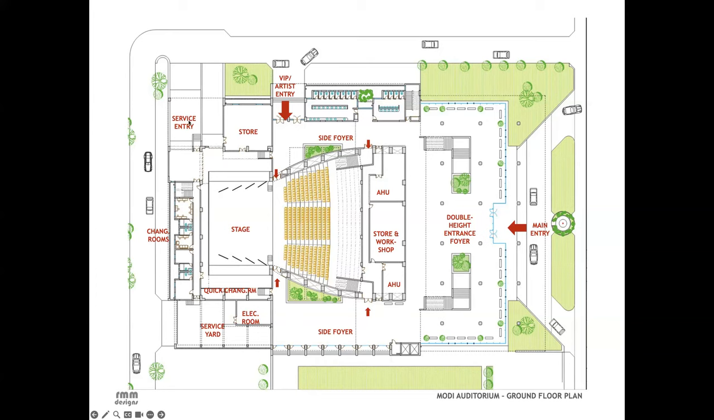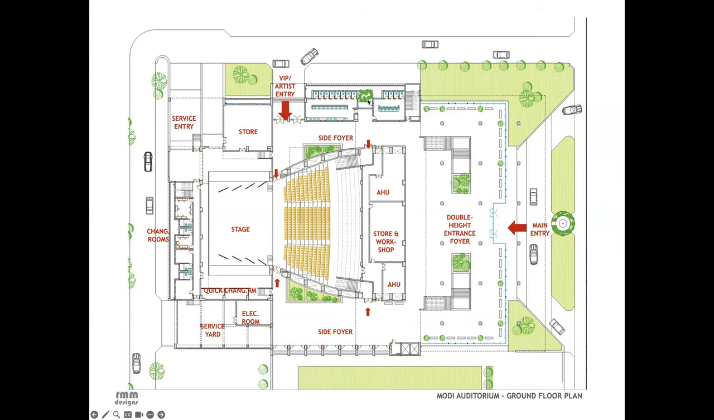Then this service entry is what I already explained to you. Store also, which I showed. There's this common service yard where your electrical room, your chillers, AC equipment, all that is kept. Foyer, again, you have your main foyer, your side foyers. The space below the seating can be used for your AHUs and workshop, which is what you see over here, because if you get sufficient height, otherwise that becomes just dead space which you don't use for anything else. So you can either have the foyer area extending into the space, or as we have planned over here, we can have an AHU over here.